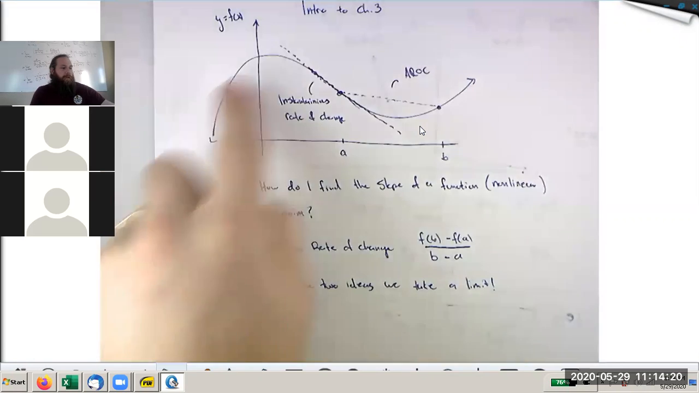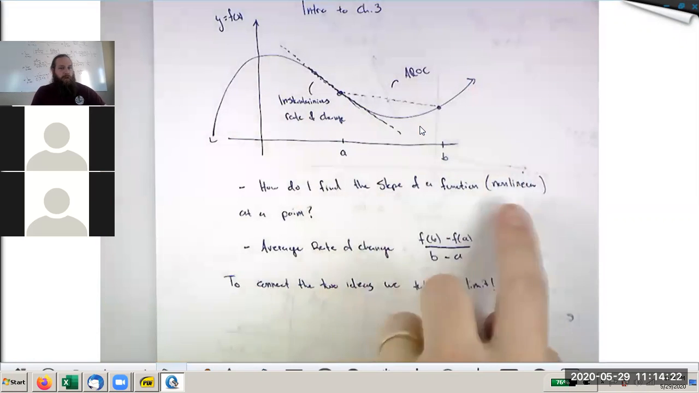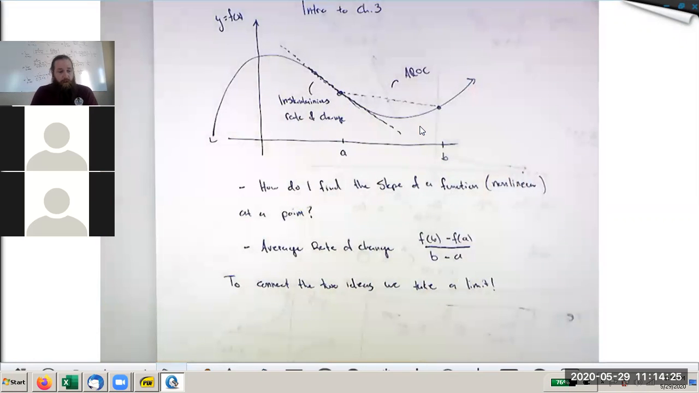Because this function definitely doesn't have a constant slope like a linear function would. But there is a way to find a formula for the slope at any given point. In fact, we'll be able to find a function whose output at any given point is the slope of the original at that same point. So that's where we're going to be going.